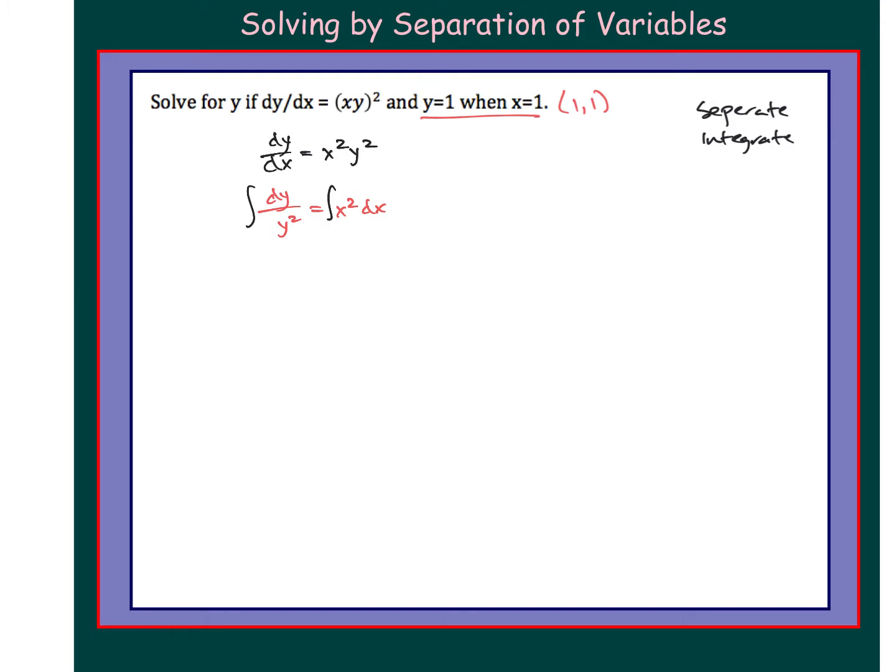So now we're going to integrate both sides. We've done this left side a lot by now, hopefully we can get it pretty quickly. What is my antiderivative of dy over y squared? Negative 1 over y. Is equal to, what is my antiderivative of x squared? x cubed over 3, and then plus c.